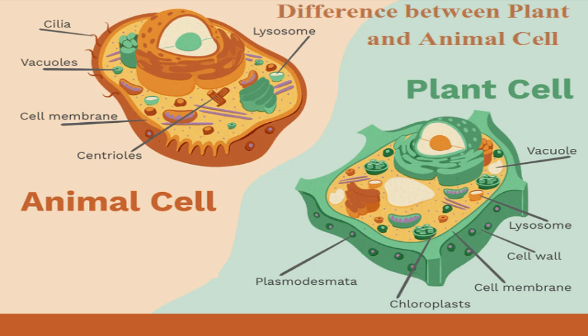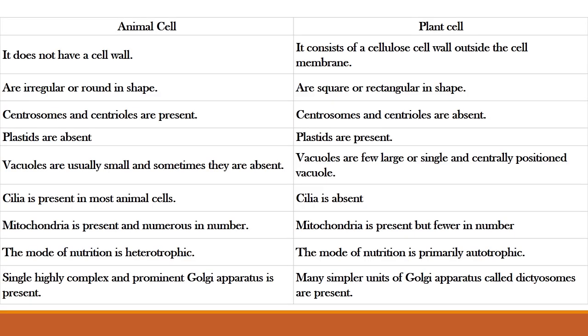Some organelles are common, some organelles are found only in plant cells, and some organelles are found only in animal cells. Here is a table. Again, you have to make this table and write down all the points one by one so that you are able to differentiate between the animal cell and the plant cell.